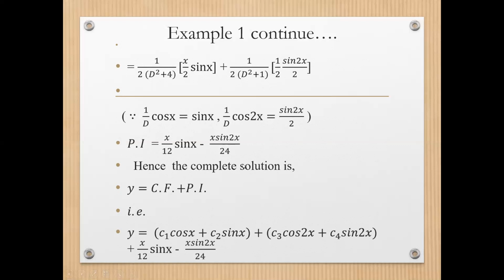Hence, the complete solution is given by, we may call it a general solution. Complete solution and general solution are both the same. Here I am writing the general complete solution. Hence, the complete solution is y equal to CF plus PI.